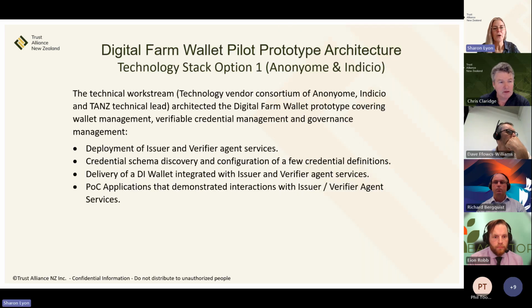Perfect. So exactly what Chris has said. There was a lot of due diligence that went into this, and the two offshore service providers or technology providers were Anonymy and Indicio. And they created this prototype. This was initially for the PINS demo and then for the farmer focus group. It was around deploying issue and verify agent services, credentials, the schemas, and then the delivery of the wallet, and then the actual proof of concept that could work together.